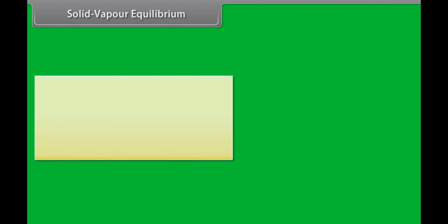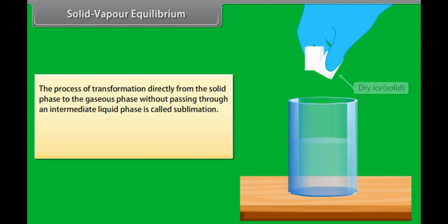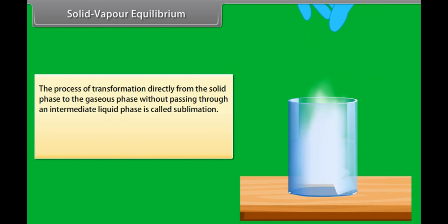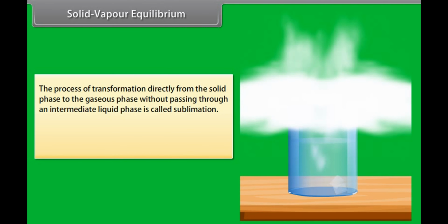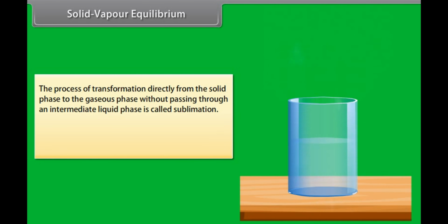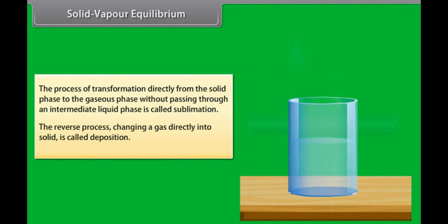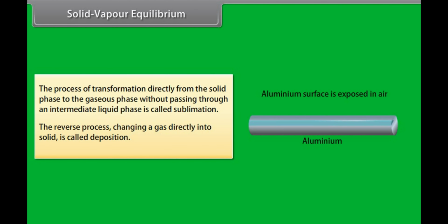Solid-vapor equilibrium. The process of transformation directly from the solid phase to the gaseous phase without passing through an intermediate liquid phase is called sublimation. The reverse process, changing a gas directly into solid, is called deposition. Equilibrium involving dissolution of solid or gases in liquids.